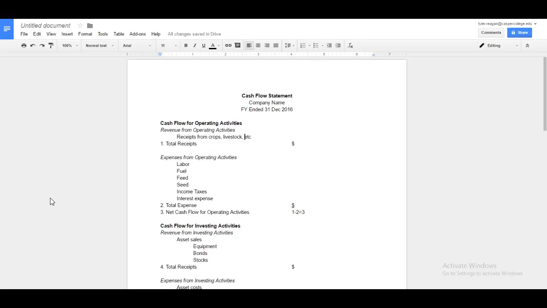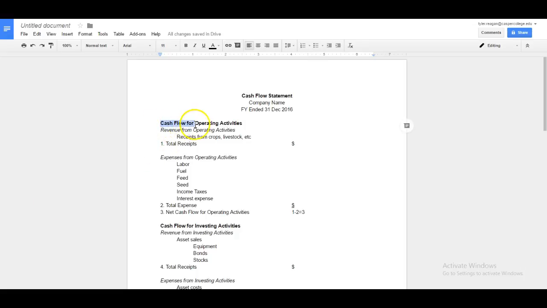Basically, a cash flow statement is one of three financial statements. It also includes the income statement as well as a balance sheet. But a cash flow statement's purpose is to show all areas where revenue is received and then cash is spent. And a typical cash flow statement is divided into three main sections.